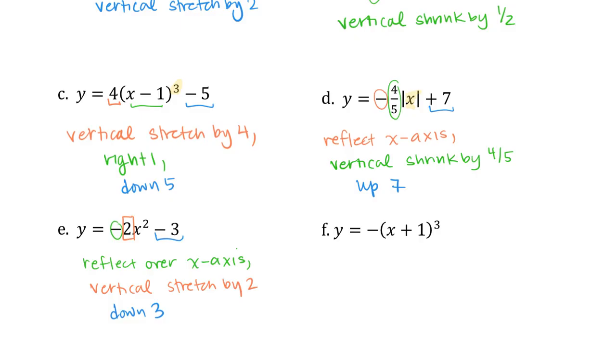Okay, one more. Y equals negative parentheses x plus 1 cubed. Parent function. Cubic. Okay, so what are we doing to the cubic? First thing, negative. Reflect. I'm going to say over x-axis, but they often say about x-axis or of the x-axis. Okay, what else? X plus 1 in parentheses, left 1, and then 1 is cubic. Done.